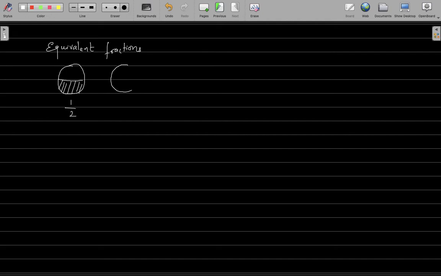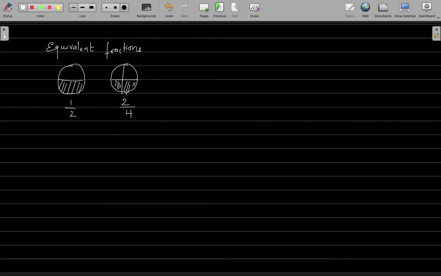Similarly, I have a whole object, and now this time I am dividing it into four parts. But here I want to consider two parts of the four parts that it has been divided into. So I am taking two parts of the four parts.